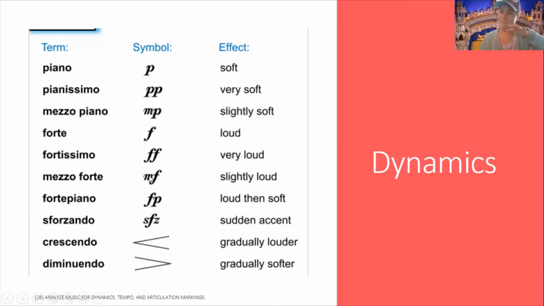Mezzo forte, medium loud. Then we have forte piano, which means you're going to be really loud and then soft. And then sforzando means you're going to suddenly put an accent on it. It's real sudden. Crescendo is the term that means gradually louder, so you're going to gradually get louder. And then diminuendo, you're going to gradually get softer.